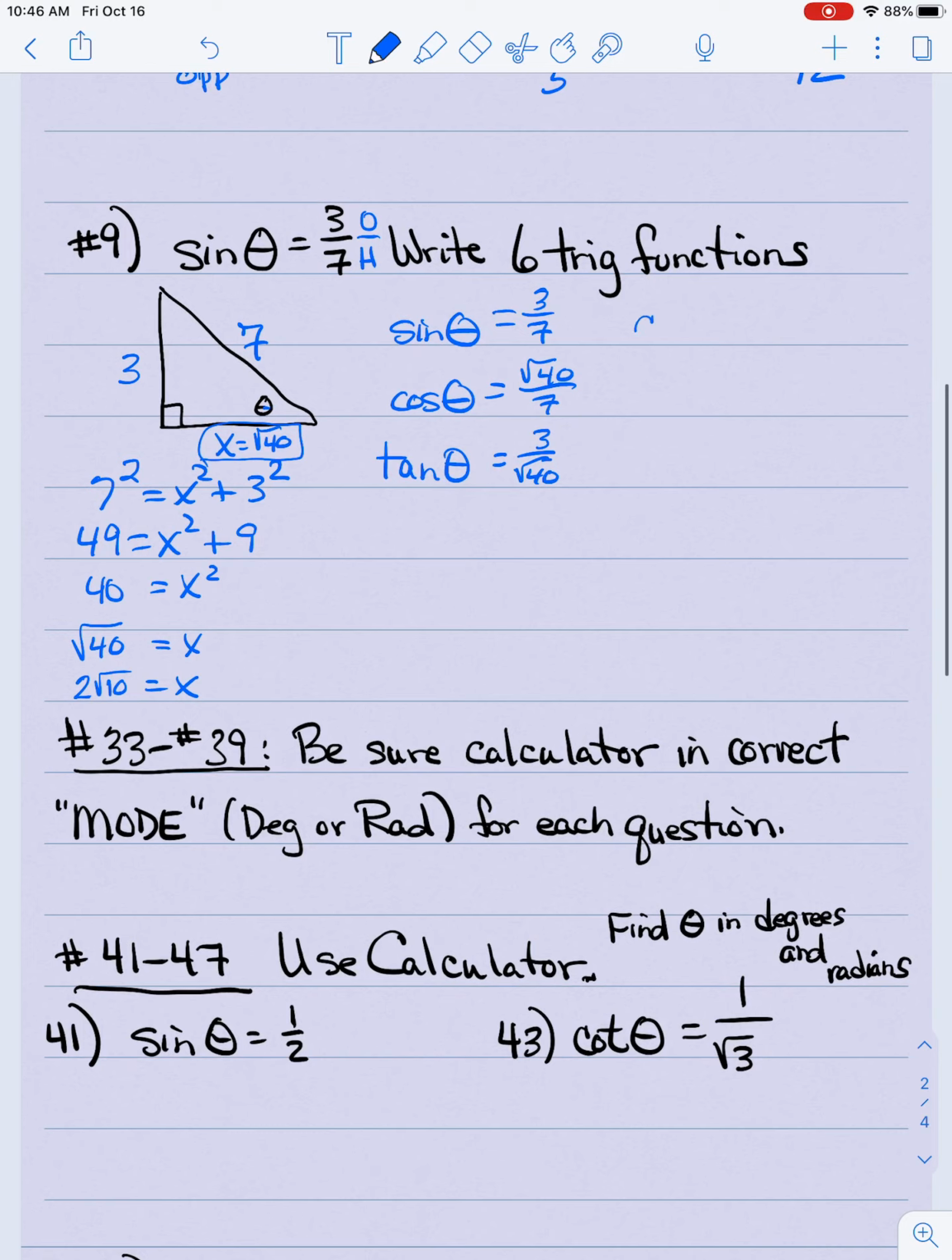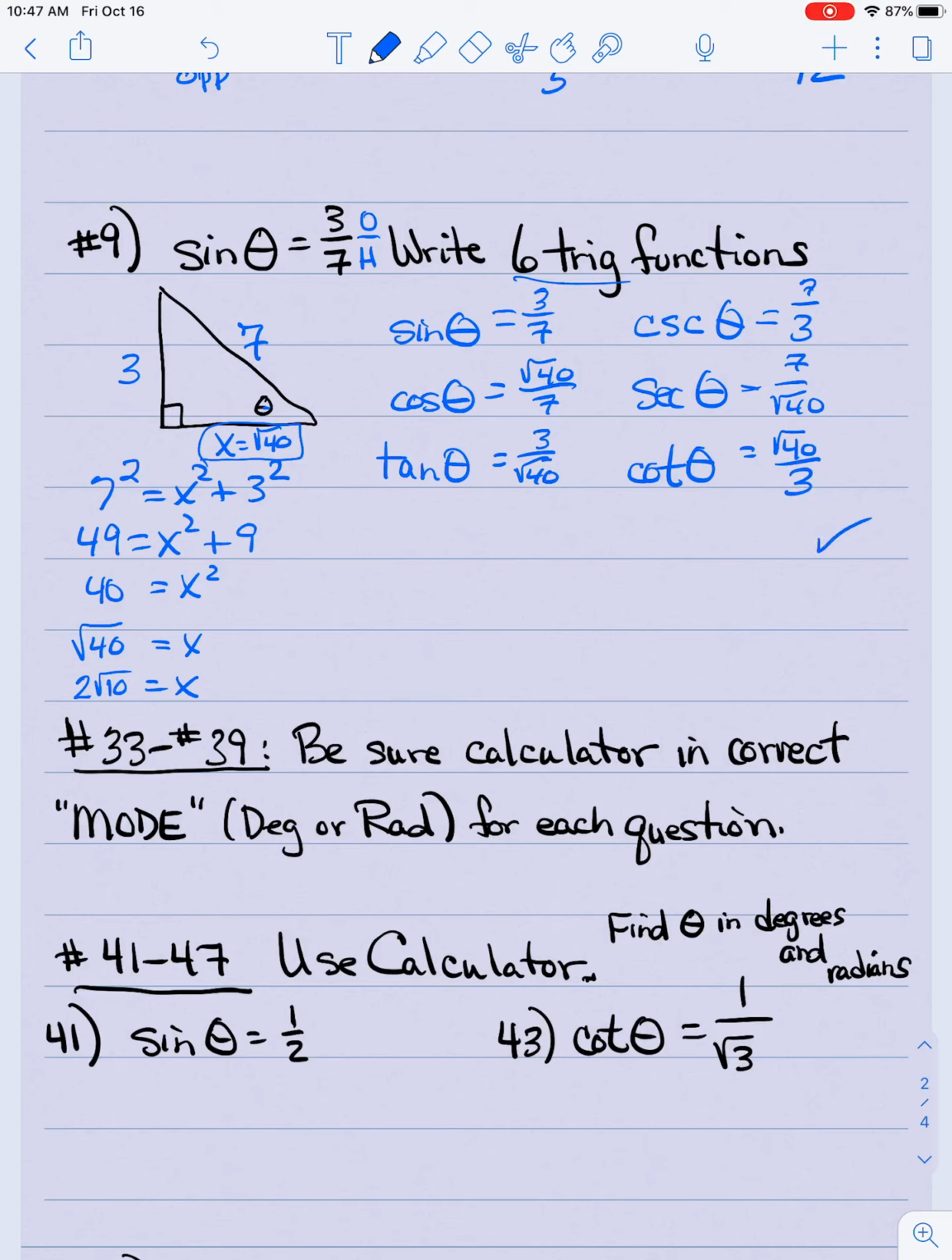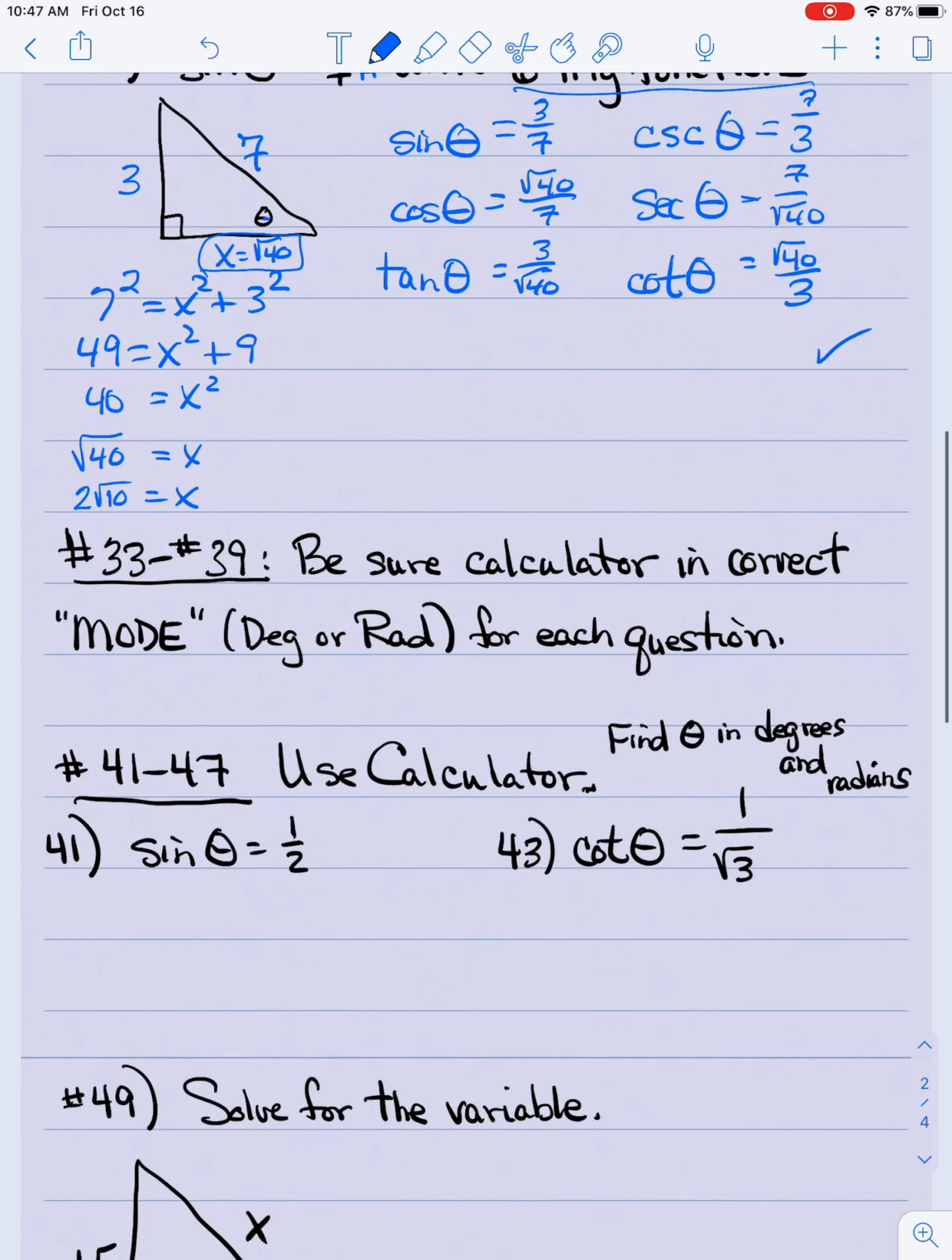Okay, so next up we need the 3 cofunctions. So cosecant, secant, cotangent. And again, they are just the reciprocals of the sine, cosine, and tangent. So we're going to have 7/3. We're going to have 7 over the square root of 40. And we're going to have the square root of 40 over 3. Okay? So there's all your 6 trig functions, and we've answered the question.